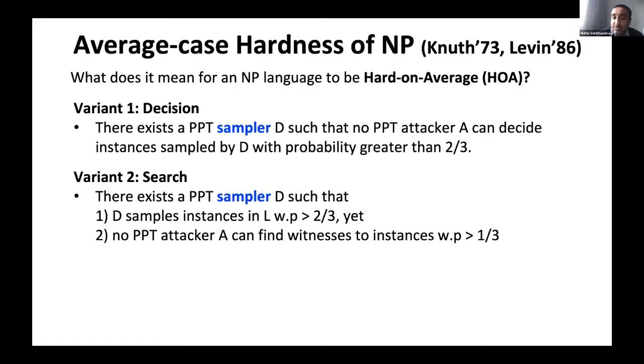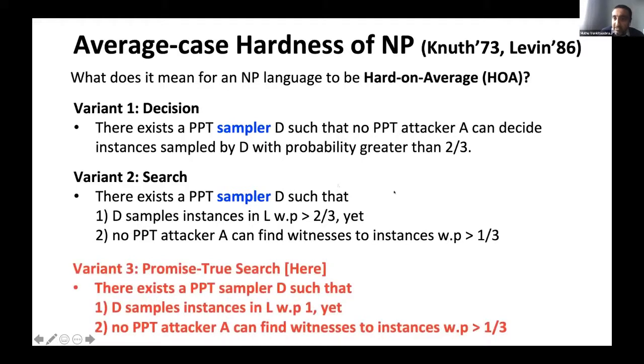But in the search version, there's an additional restriction that the distribution needs to produce instances in the language with sufficient probability. Now, the third version that we are talking about in this work is the promise true search variant, where you want to say still the attacker cannot find a witness with sufficient probability, but we restrict the distributions to always produce instances in the language.